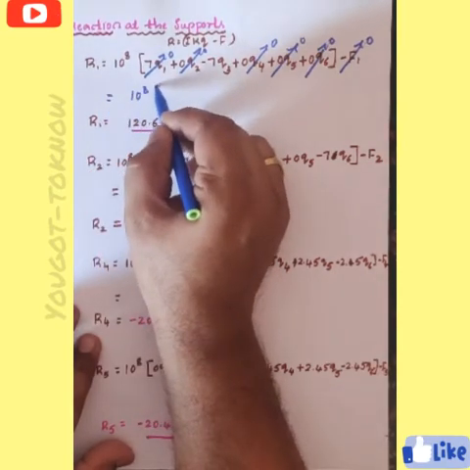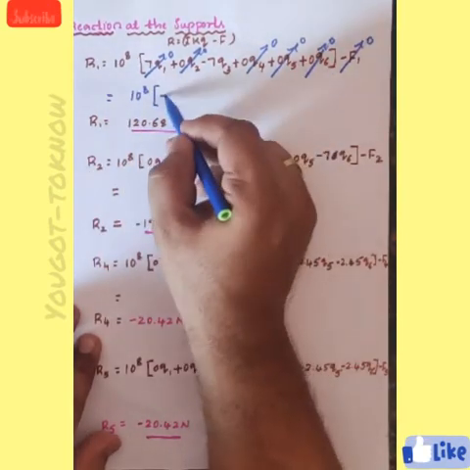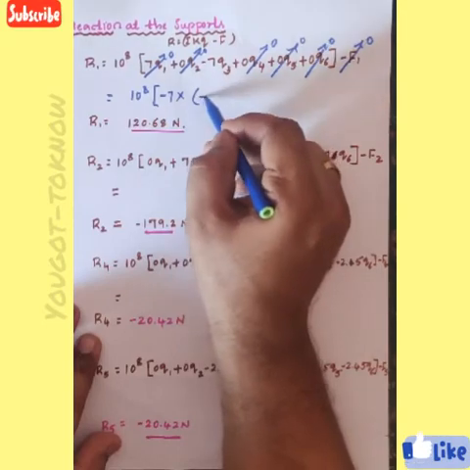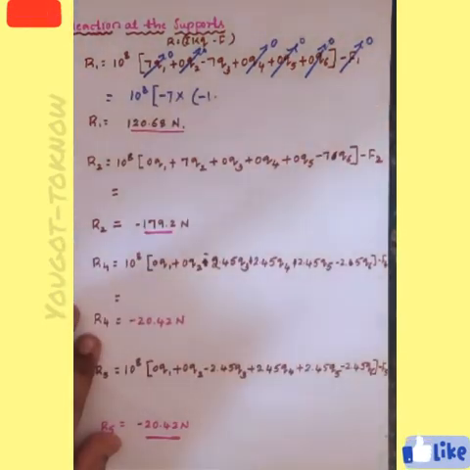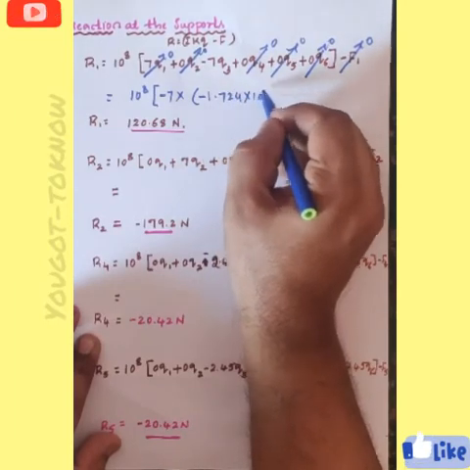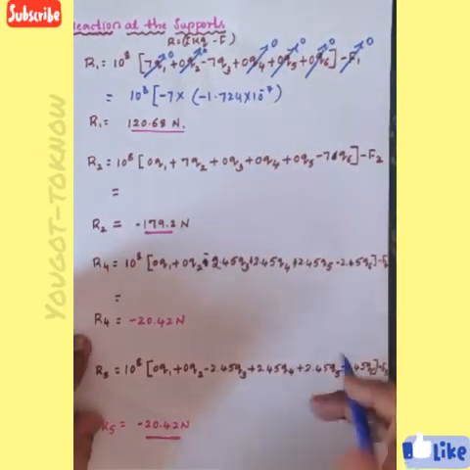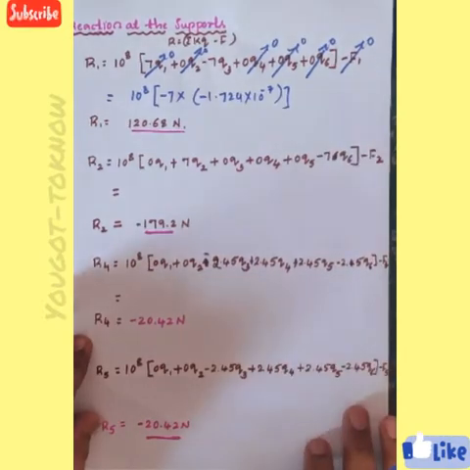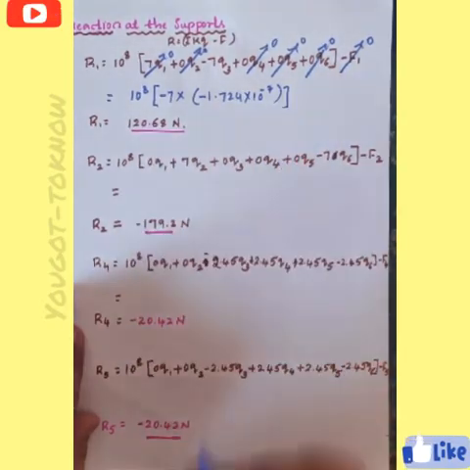10 power 8 into minus 7 into what is Q3? Minus 1.724 into 10 power minus 7. You are going to get 120.68 Newton. This is the answer you are going to get.